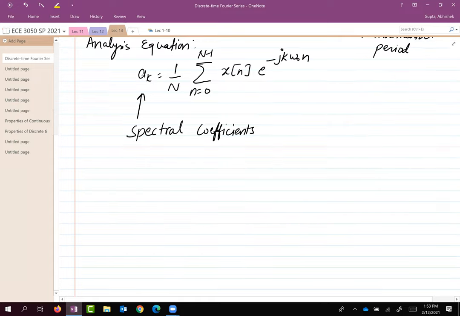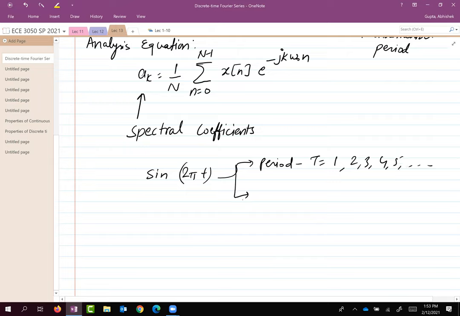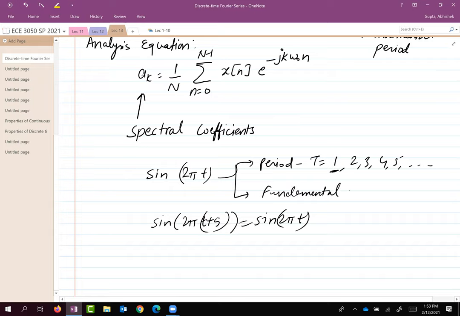So you could have, like, sine 2 pi t. And so the period for this particular signal is capital T equals 1, 2, 3, 4, 5, and so on. Because all of these are possible periods, because sine 2 pi (t plus 5) equals sine 2 pi t. So 5 is a period for sine 2 pi t, but the fundamental period is the smallest number, which is 1. So would we say that the fundamental period is 1, or 2 pi? The fundamental period is 1. Okay, thank you. No worries.